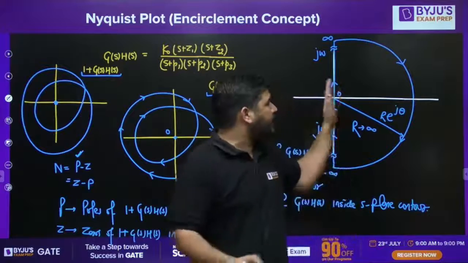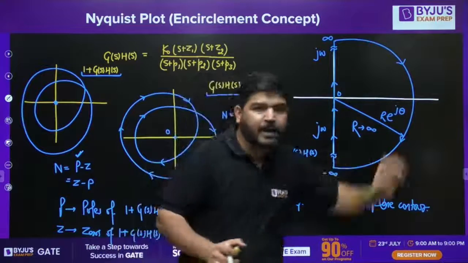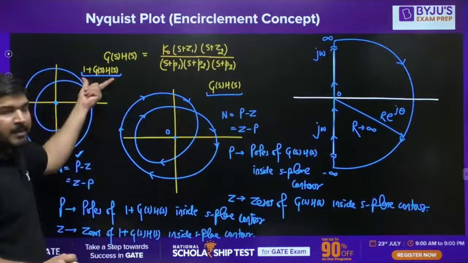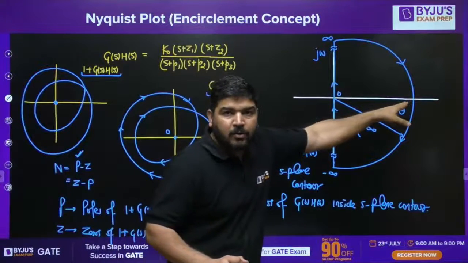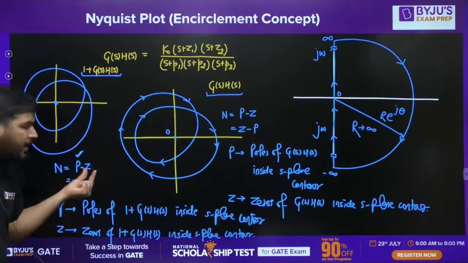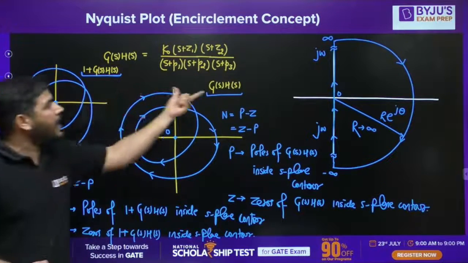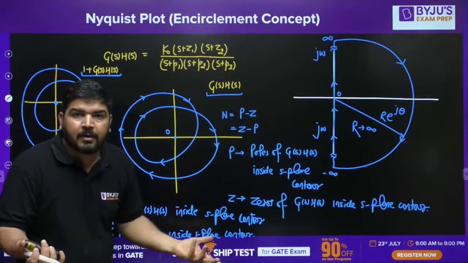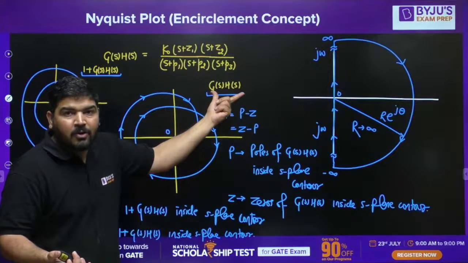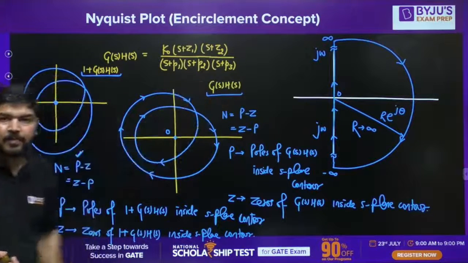If any pole of the closed loop system lies in the right half of the S-plane, the system will become unstable. It means if any zeros of this 1 plus G(s)H(s) lie inside this S-plane contour, the closed loop system will be unstable. So we are more interested in the zeros of 1 plus G(s)H(s). Now how to get the information about the poles of 1 plus G(s)H(s)? We know that the poles of 1 plus G(s)H(s) and the poles of G(s)H(s) are the same. So if you know the poles of G(s)H(s), you can easily know the poles of 1 plus G(s)H(s).